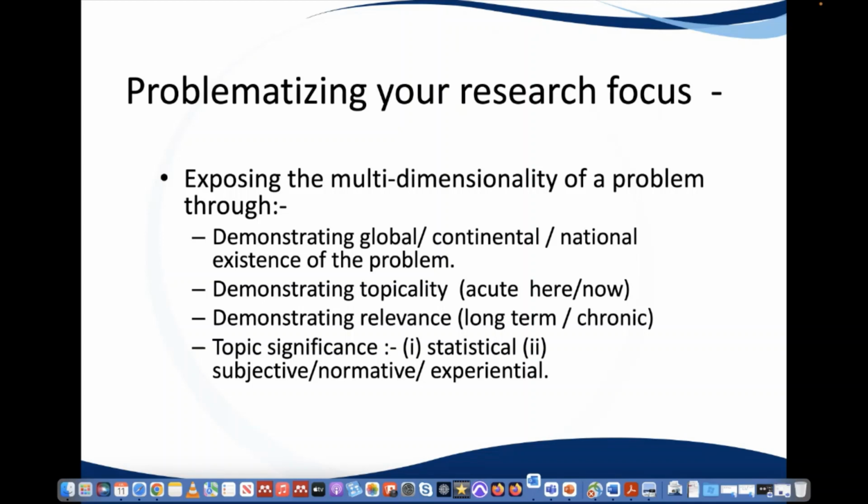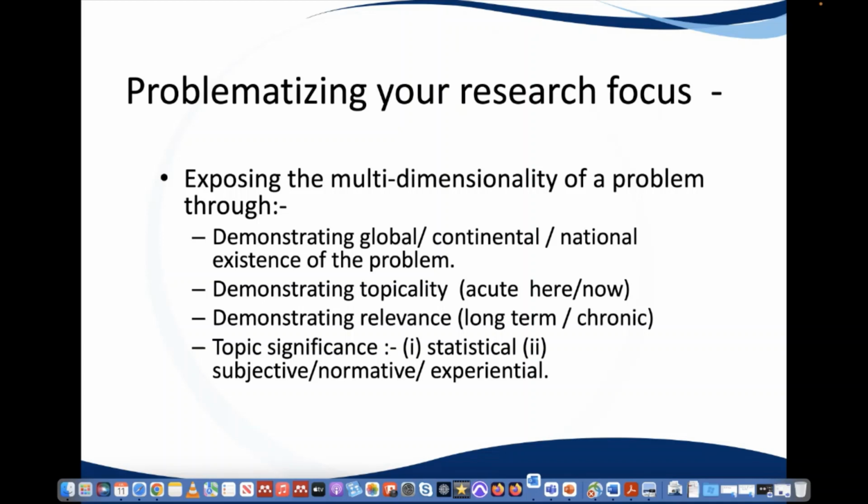If you can demonstrate that, then you are telling everybody that this study that I'm doing is not just for my friends who live down the corridor or whatever. This problem that I'm answering will provide answers that are meaningful to someone nationally, to someone in my continent, to someone on the whole of this globe that we exist on. So that's the first way that you can demonstrate this.